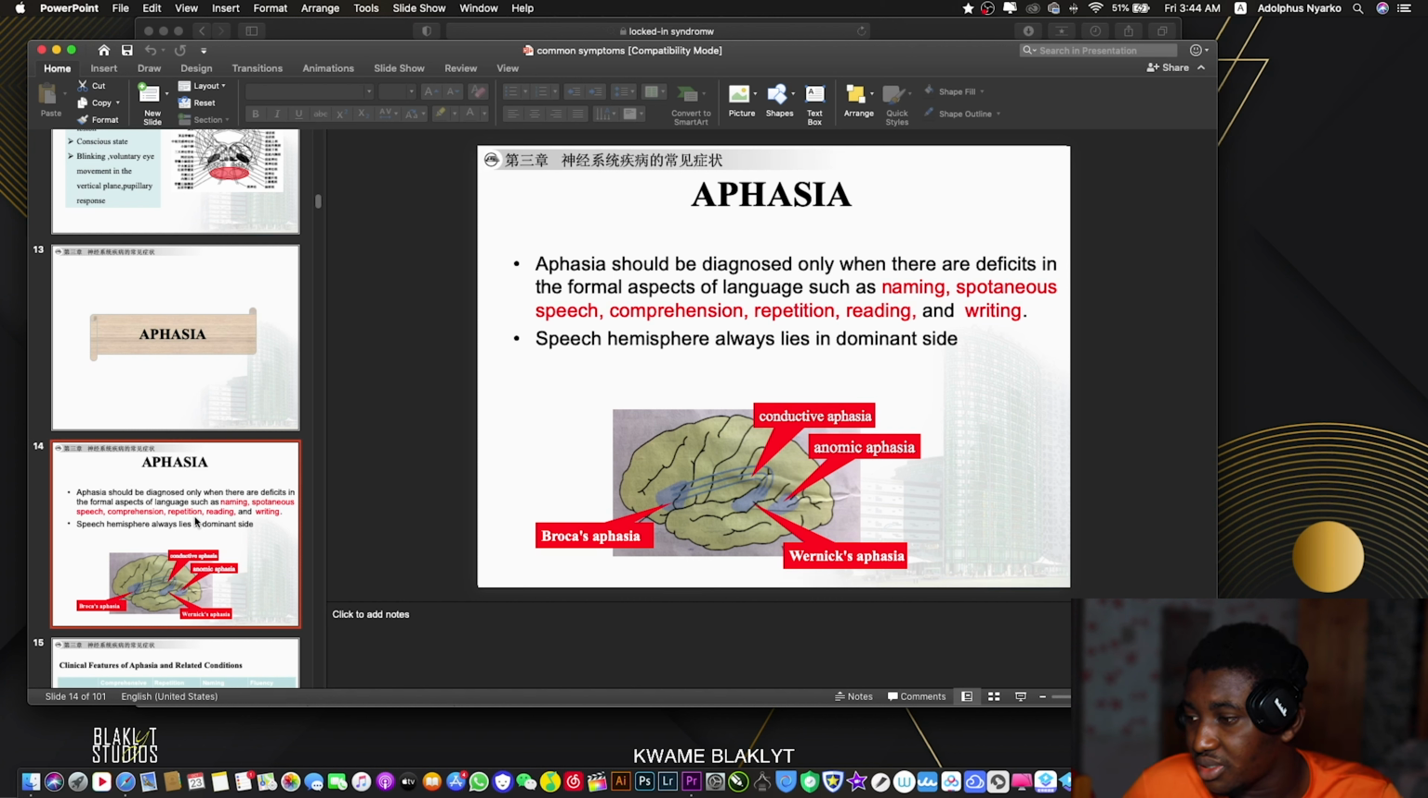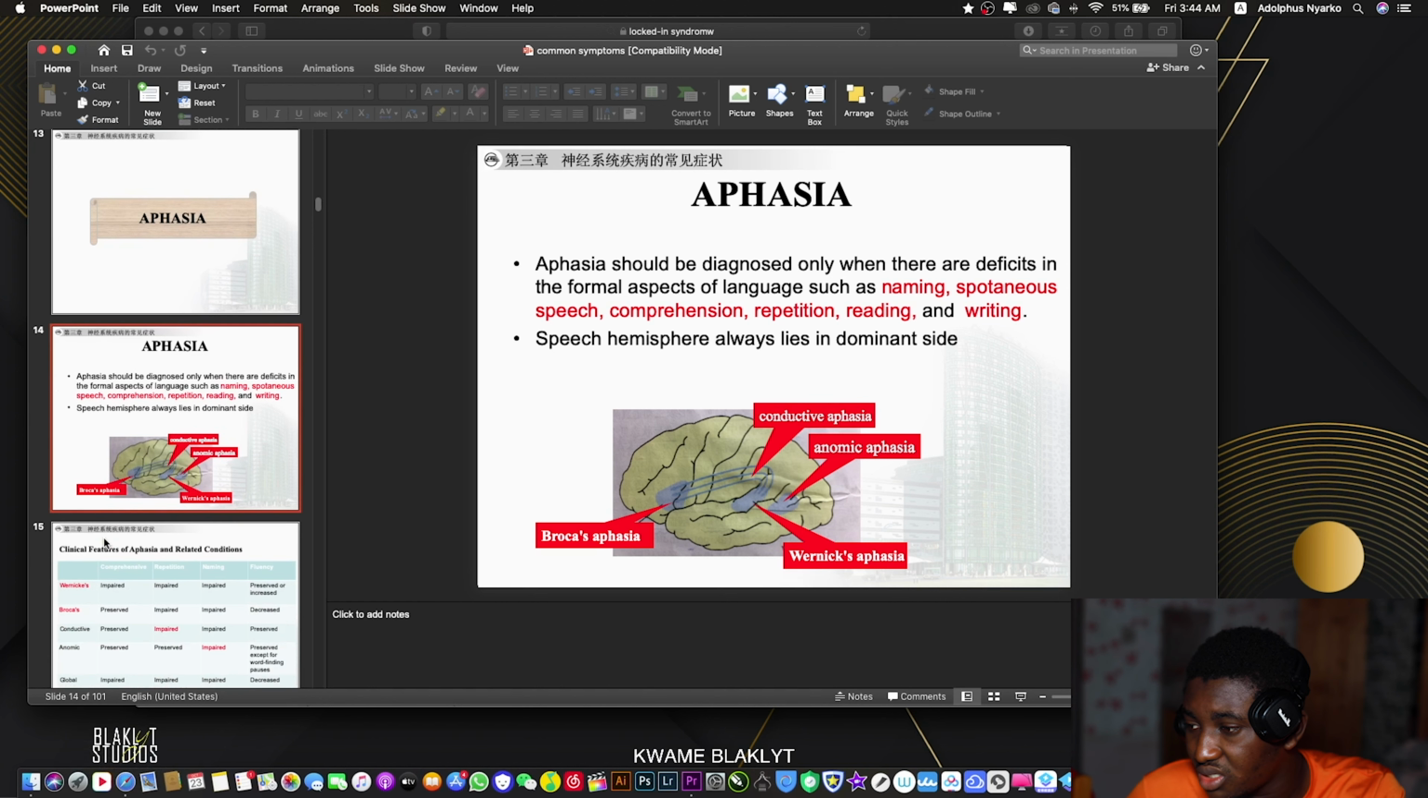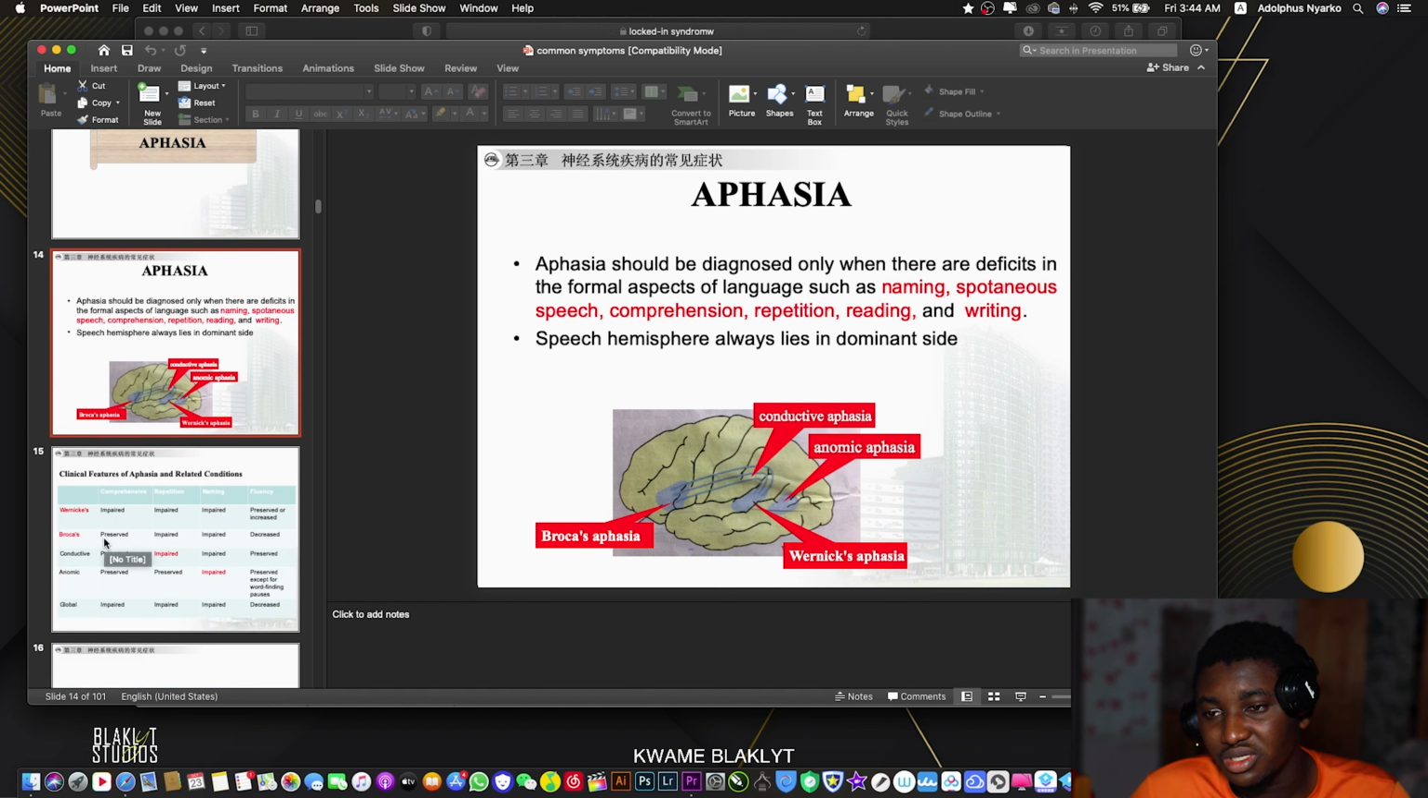So it looks like we have different types of aphasia here. Right, aphasia, I believe aphasia is when the person is unable to remember specific names. They are unable to make their statements clear. They are unable to say exactly what they want. They are unable to read. They are unable to write. Right?